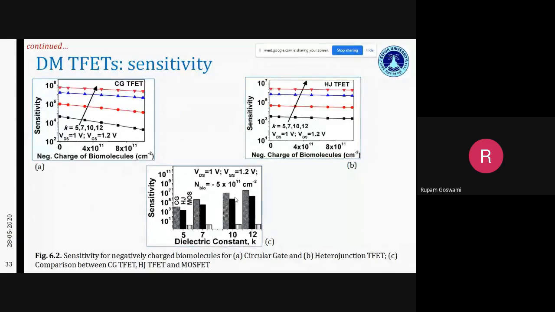You cannot use the dielectric modulated TFETs with dry sensing because ideally you will not find a dry environment inside your human body. And therefore, these are mainly targeted for pharmaceutical applications in laboratories, where you can put them in a confined environment and then check the response to different biomolecules.